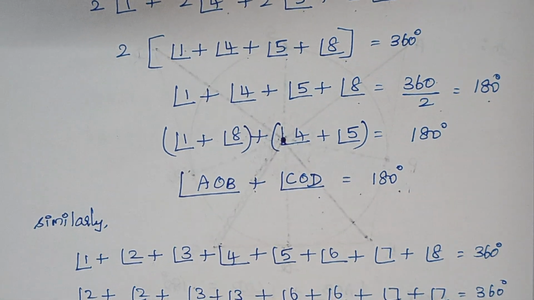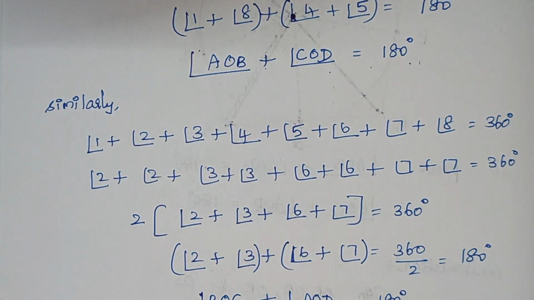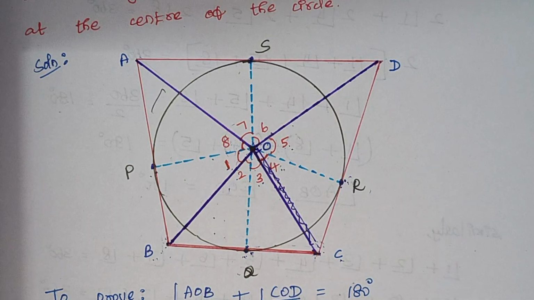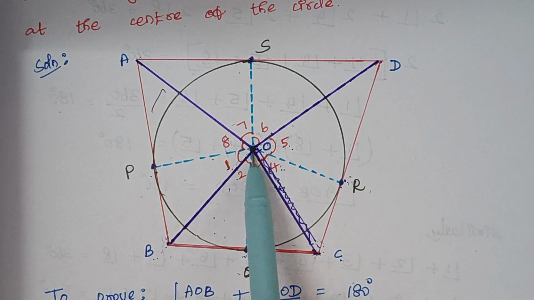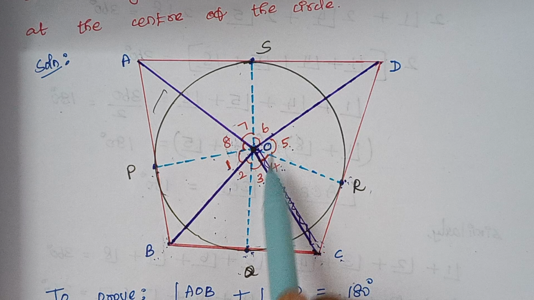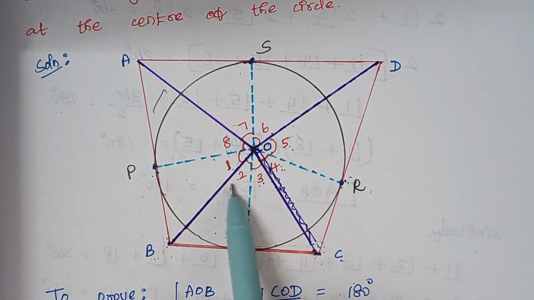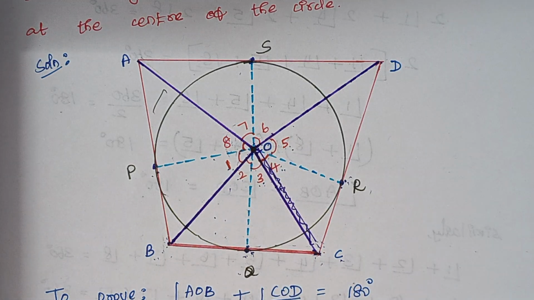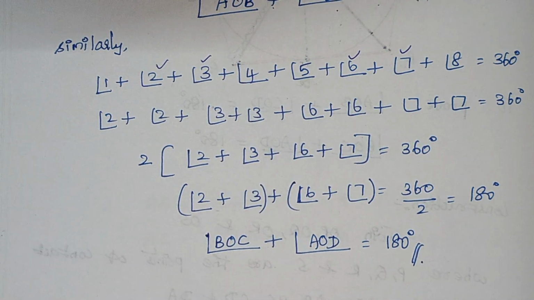And again, we have to prove the remaining, that is the other 2 opposite sides. What are the other 2 opposite sides? From this diagram, BOC and AOD. These 2 are the opposite sides. So here we have to keep the angles 2 and 3, 6 and 7. So here I need 2.